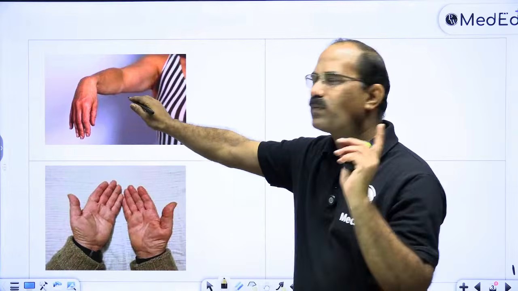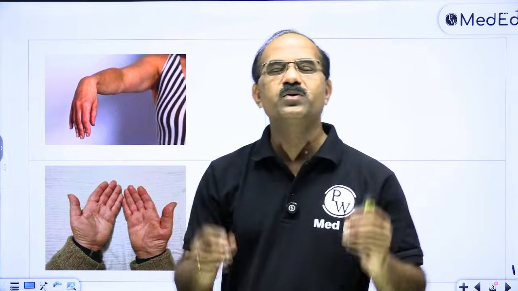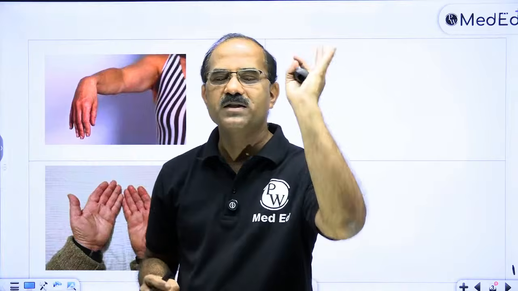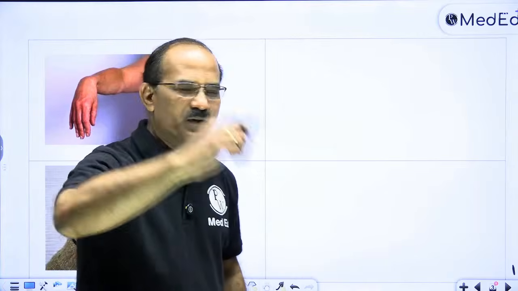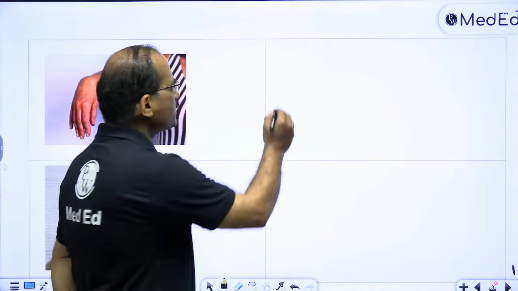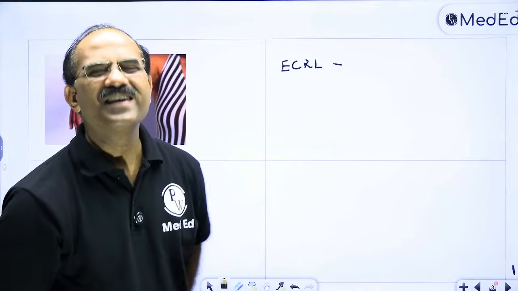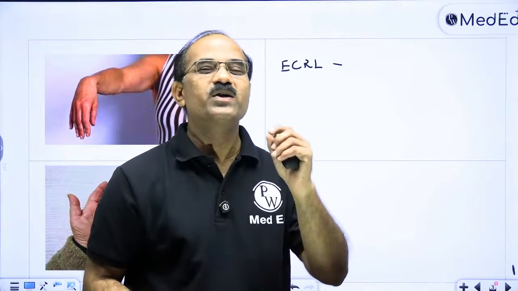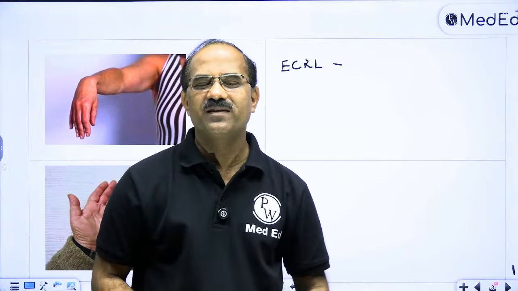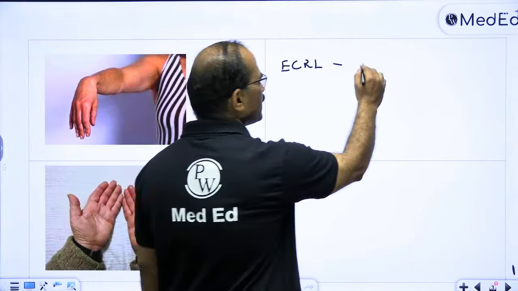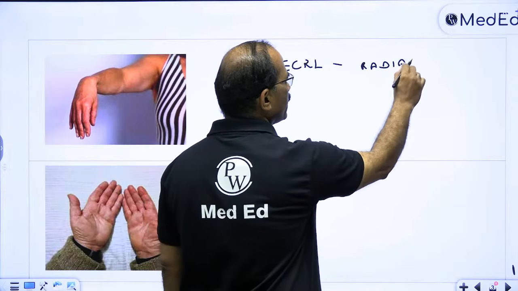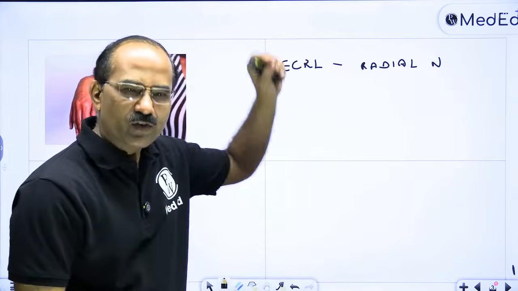So this is wrist drop, and wrist drop occurs due to paralysis of which muscle? Very good. Which is the muscle which causes extension at the wrist? The muscle causing extension at the wrist is ECRL, extensor carpi radialis longus, right? And this extensor carpi radialis longus को कौन supply करता है? Radial nerve. Very good. Radial nerve injury would give rise to a wrist drop.